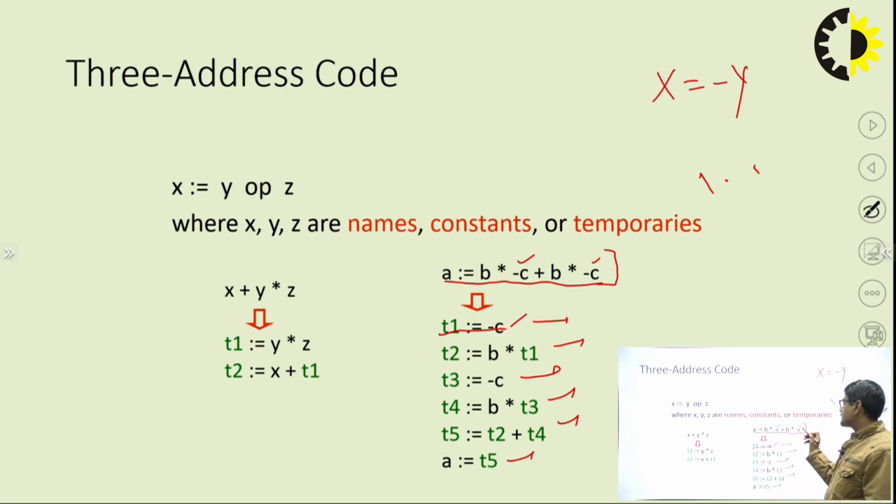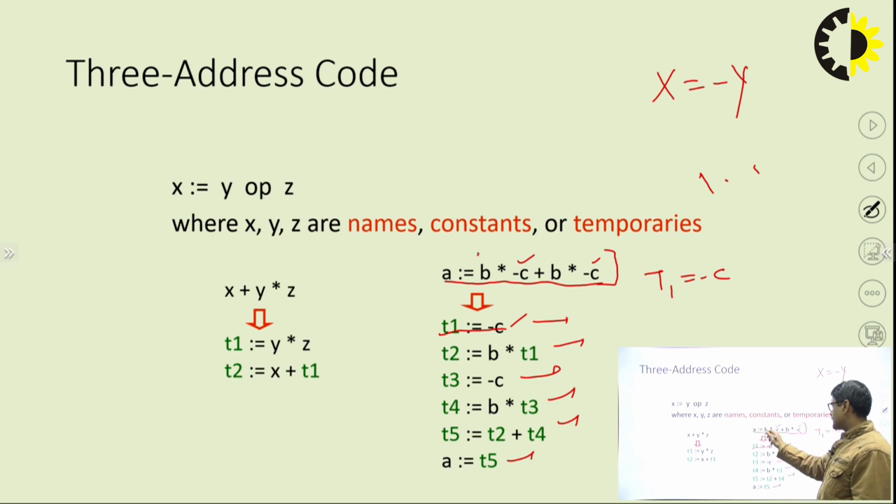So converting this expression, firstly minus c has higher priority, so t1 equals minus c. Then the first priority is multiply, so t2 equals b star t1. Then t3 equals again minus c. Although if you optimize this code, you can take this single part, but we will do that in code optimization, which is why we are repeating this process. t3 equals minus c, then t4 equals b star t3.